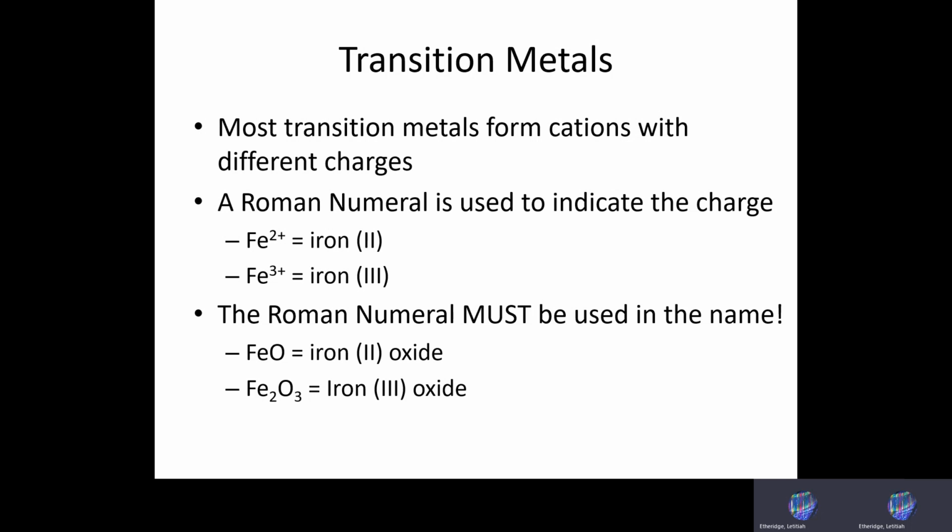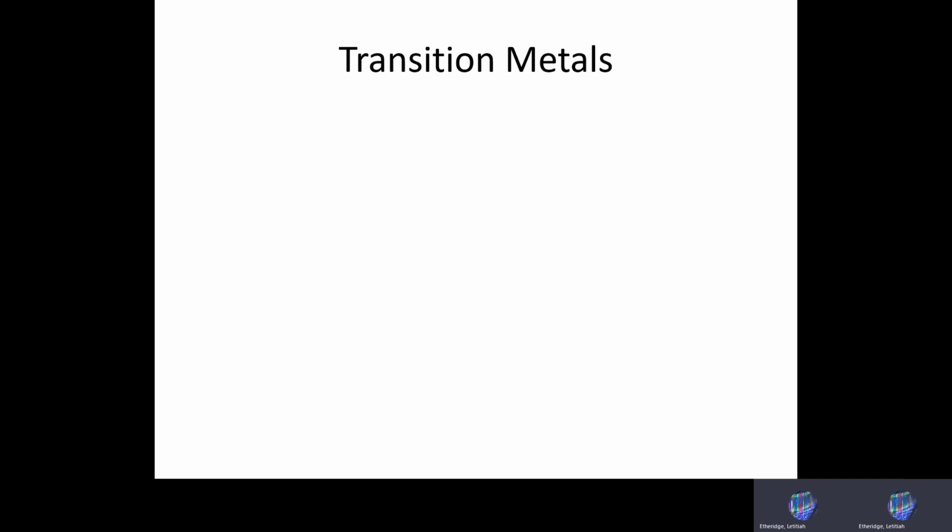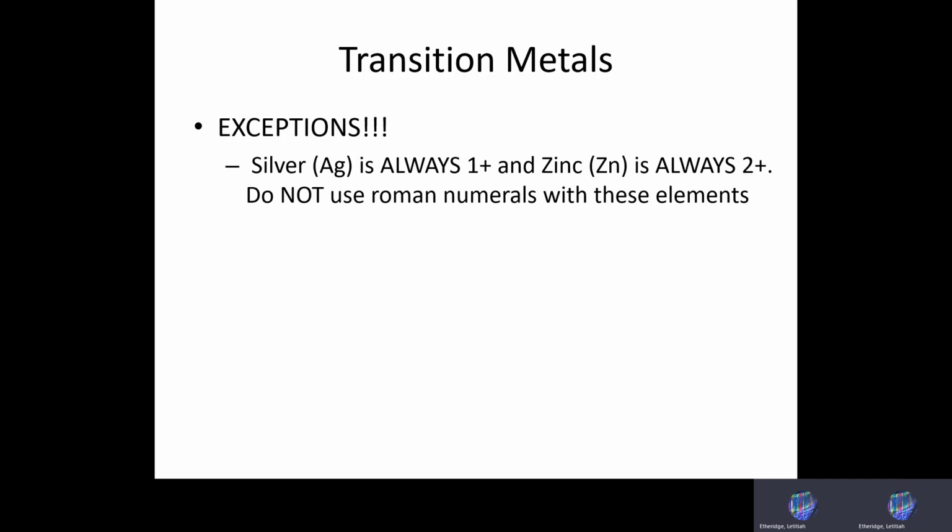Iron is not the only exception, though. There are some other exceptions to this concept. I know you guys were hoping that there were no more, but there are more. Okay, so some exceptions: silver is always +1, and zinc is always +2. Because we know that they are always the same charge, no matter what compound you're writing them in, you do not have to use Roman numerals for these elements.